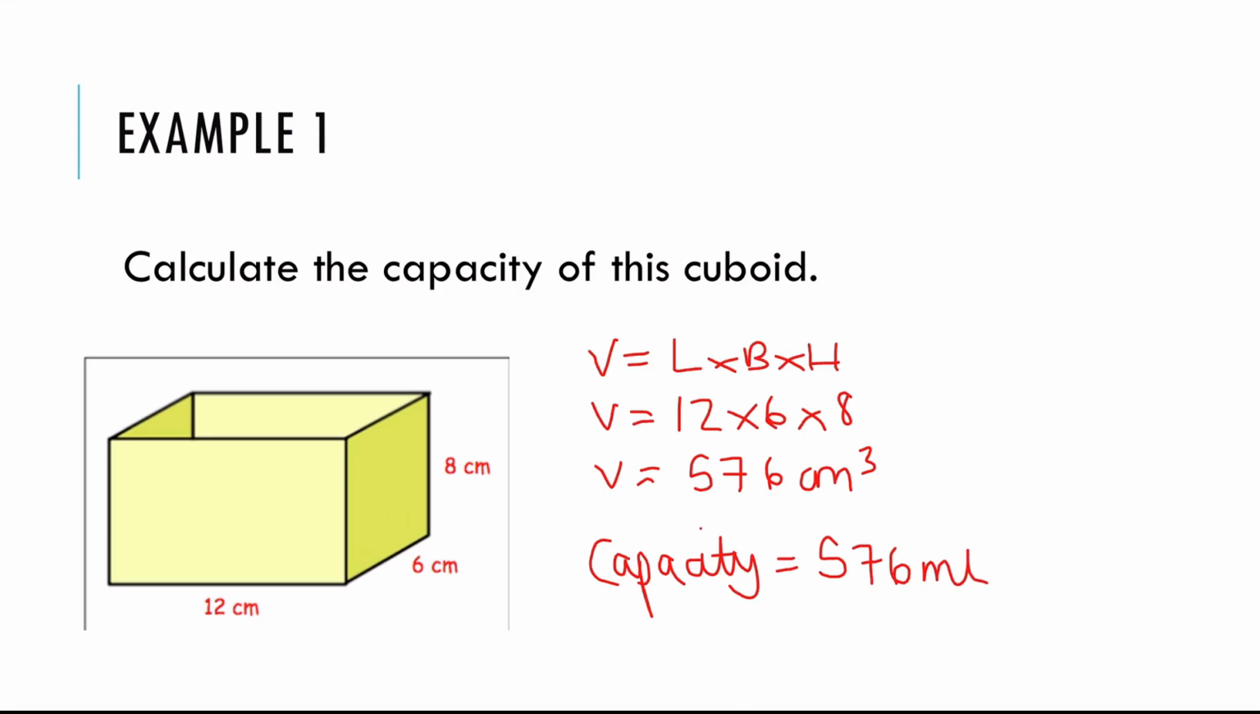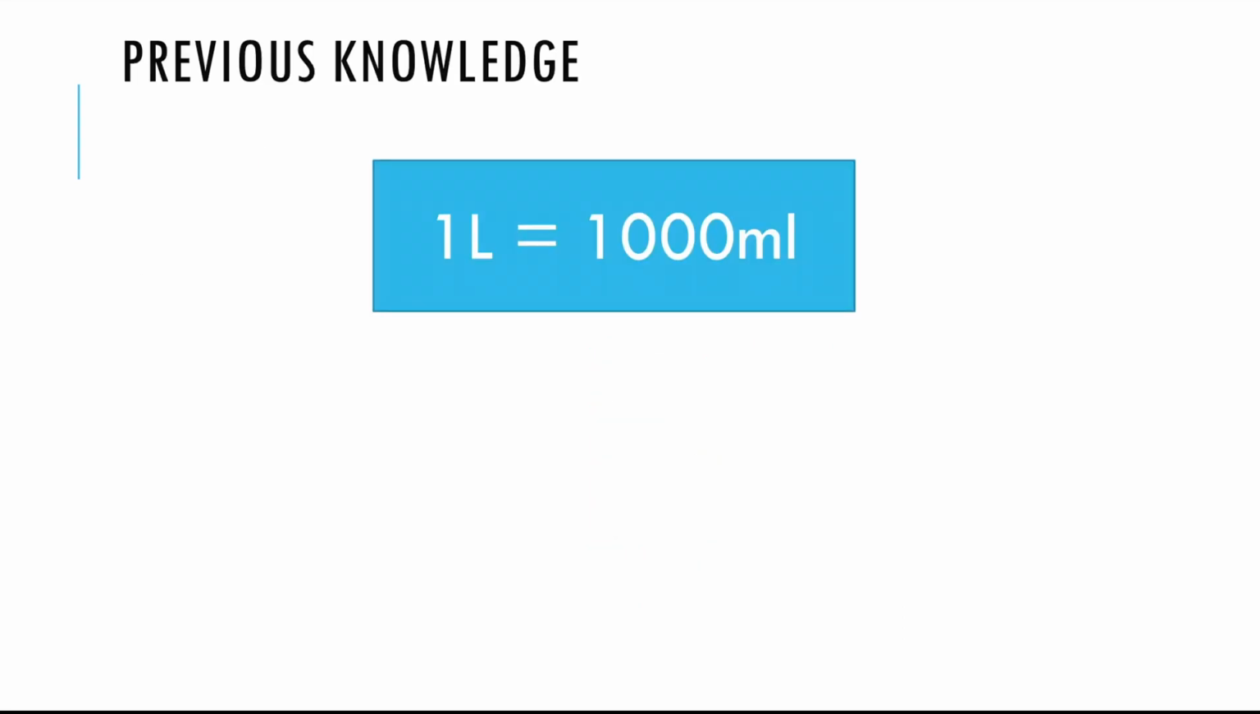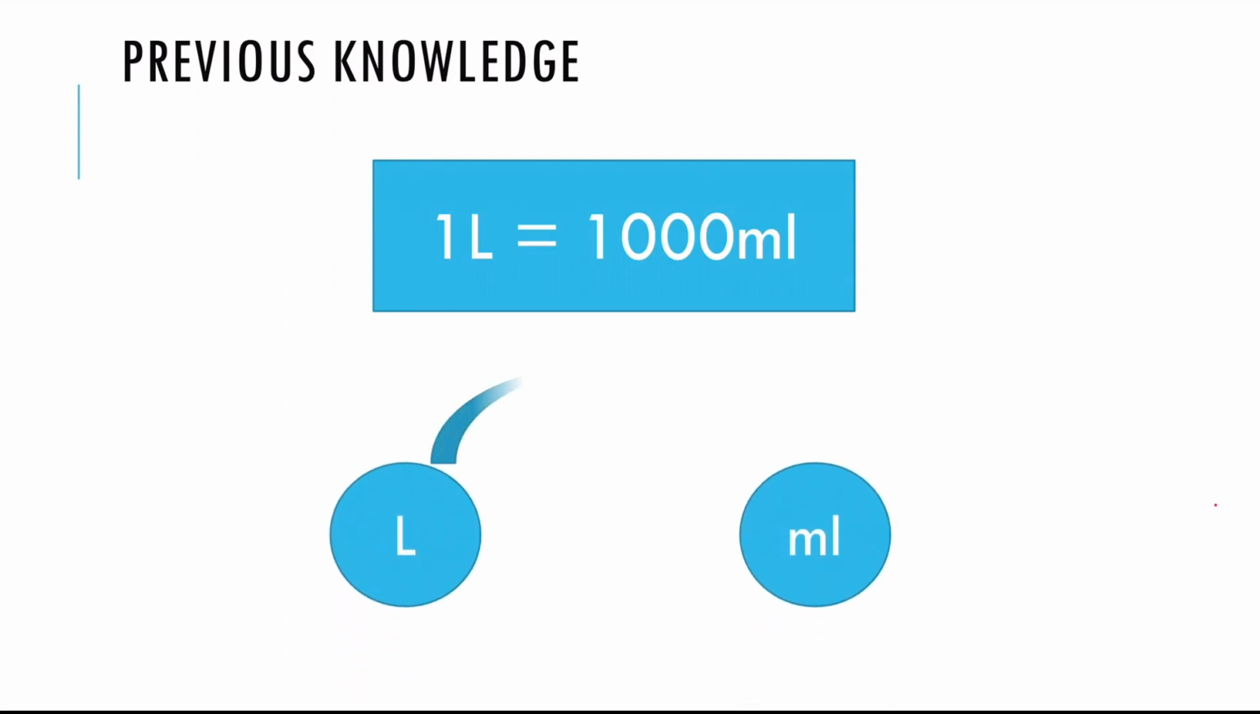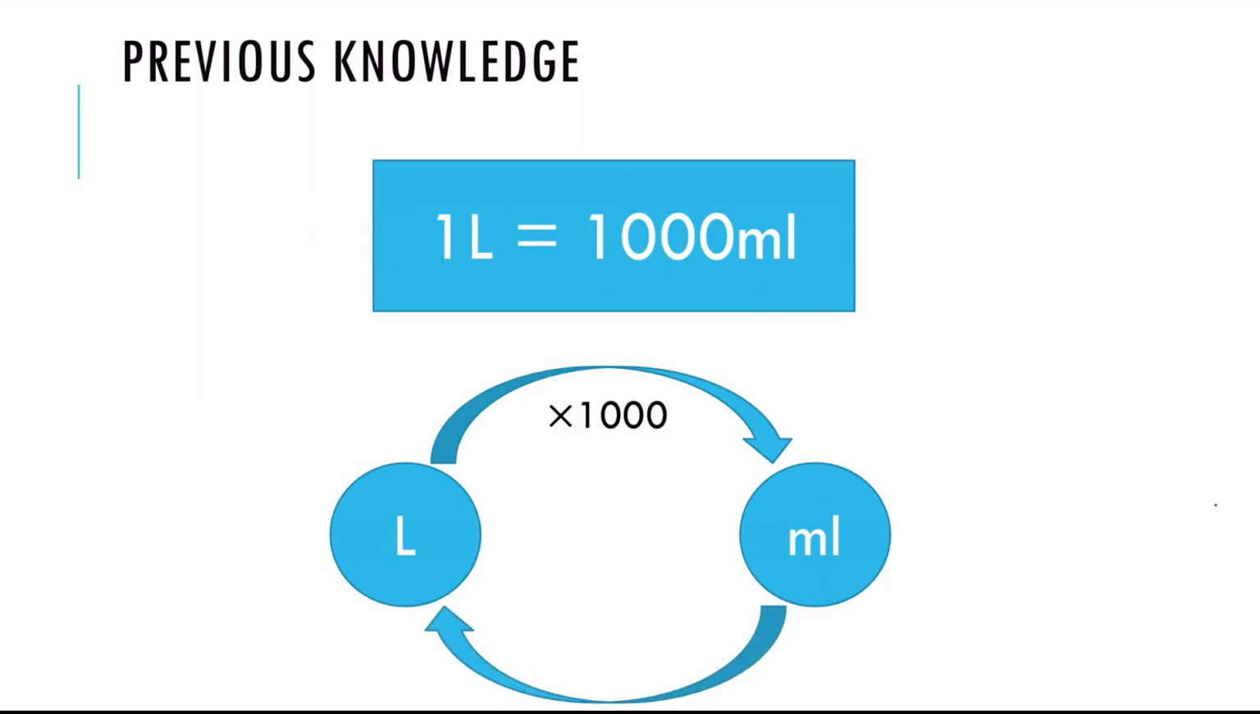Okay, so again, extremely important. If we're talking about volume, we should have centimetres cubed in there. If we're changing to capacity, it should be either millilitres or litres, okay? So, before we go on to the next bits, some previous knowledge: 1 litre is equal to 1000 millilitres. If we want to change from litres to millilitres, we need to times by 1000. If we want to change back the other way, from millilitres to litres, we divide by 1000.